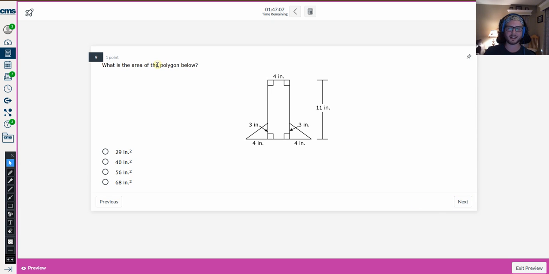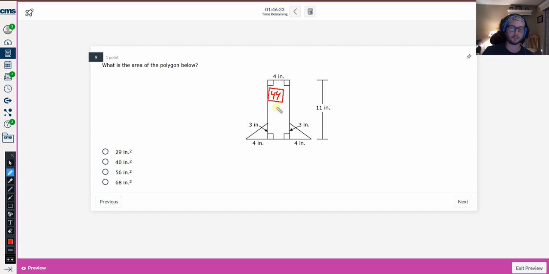For number 9, this is one of the trickier polygons that we're going to deal with. For this one, we have 3 distinct shapes. We have 2 triangles and we have 1 rectangle. Now the rectangle has a base of 4, you have to look way up here to see what the base is, and it has a height from top to bottom of 11. So for my rectangle, we're just going to do 4 times 11, which is 44. That's going to be the area of my rectangle.